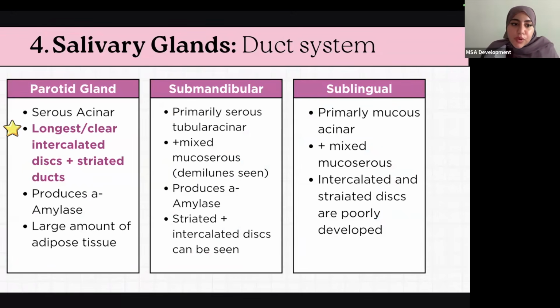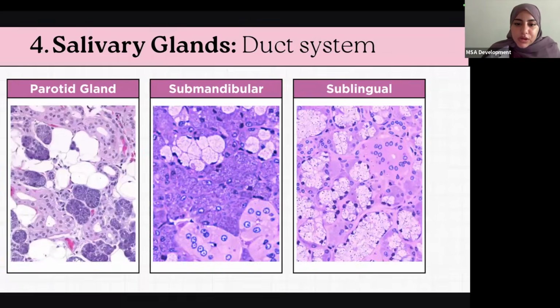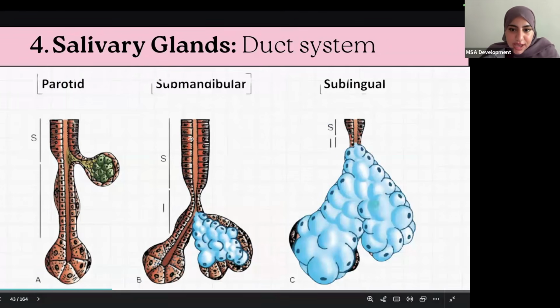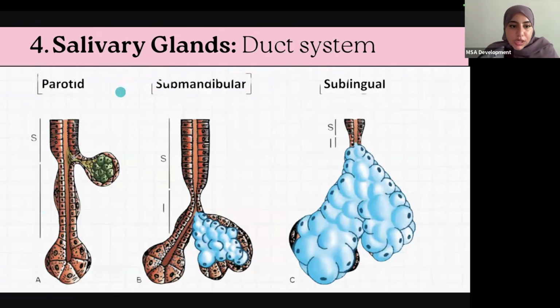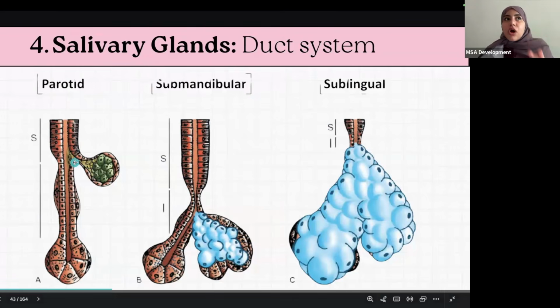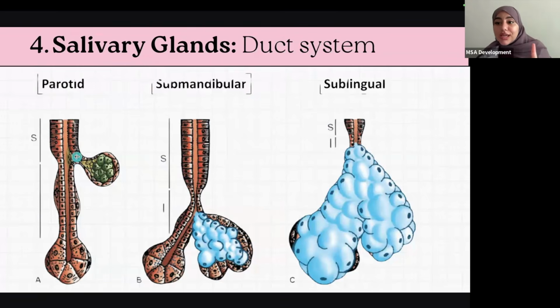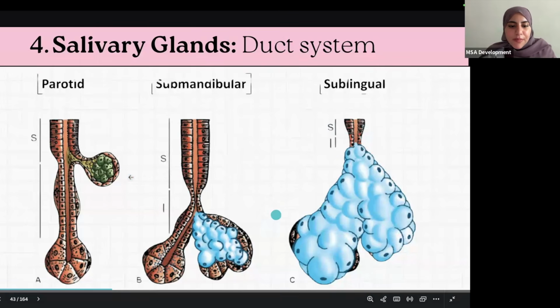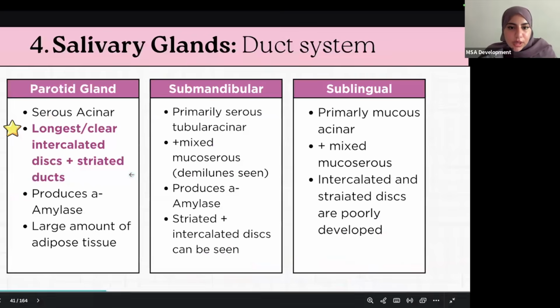Now we're going to talk about the glands in specific. A very important primary point that you need to remember is that these glands all look different, okay? The parotid gland has the longest and most obvious striated and intercalated ducts. As you can see here, they're so long in comparison to over here. It's still pretty long, but not as long as in the parotid. And over here, the acini takes up most of the space, okay?